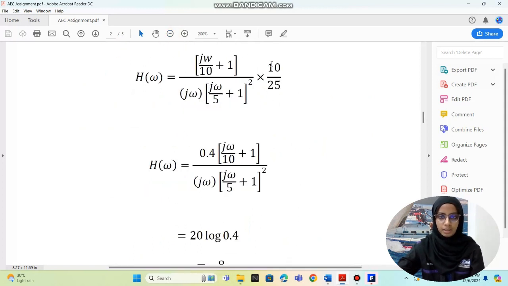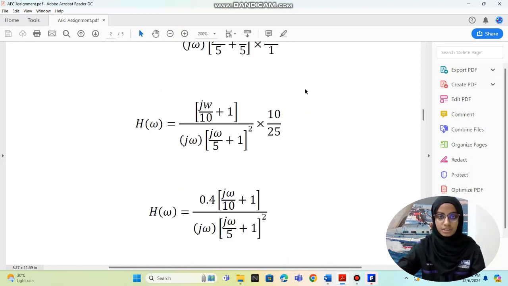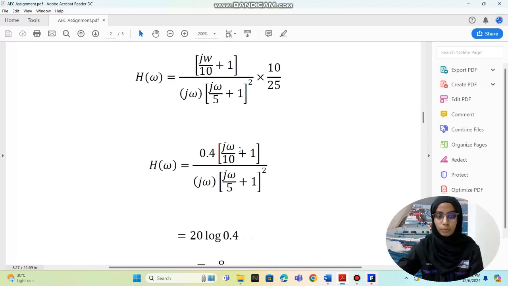Okay, for the third one, to find the gain, we take out from the equation just now: jω over 10 plus 1, over jω over 5 plus 1. 5 squared gets 25, right? So the gain is 10 over 25. You simplify, you get 0.4.